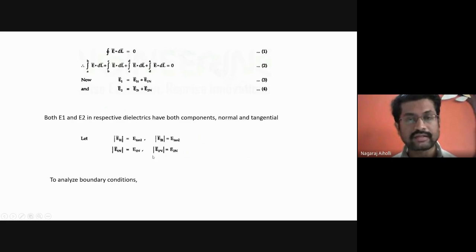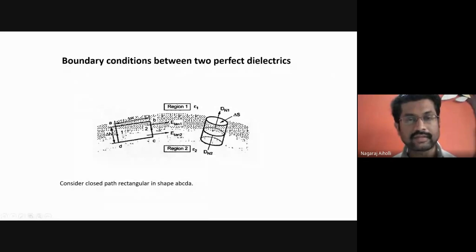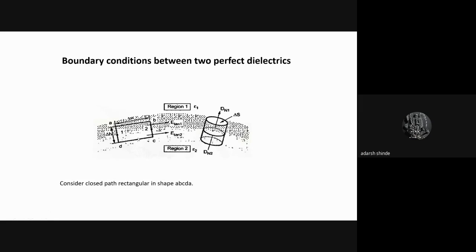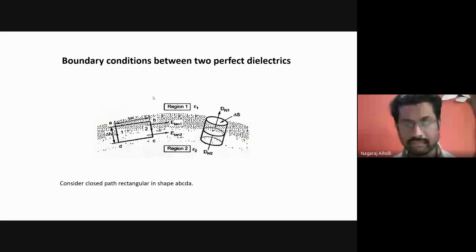What is the width, students? How much is DL here? A to B DL value is delta W. Yes, delta W. Substitute that. We'll get integral A to B E bar dot DL bar is equal to E tan 1 delta W. Take it as equation number 6.